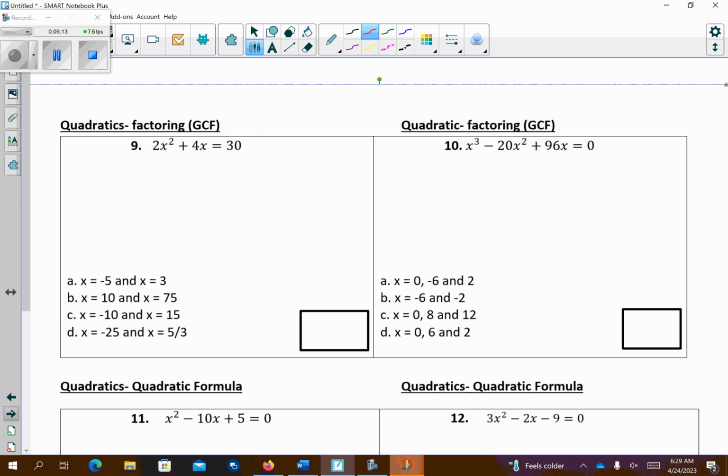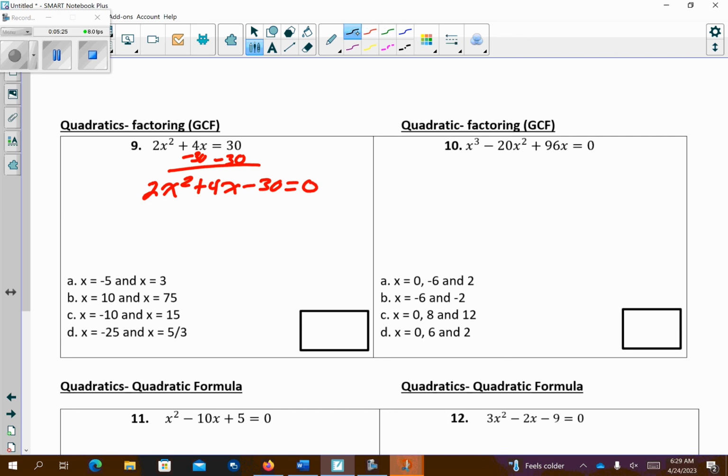Okay, it's not equal to 0 at this point, so I want to subtract 30 from both sides. So I'm going to get 2x squared plus 4x minus 30 equals 0. Now, are all of these even numbers? This, this, and this? And the answer is yeah, so I'm going to divide everything by 2. That way I can break it down a little bit more. x squared plus 2x minus 15 equals 0. Remember, I have a 1 out front. Let's see if we can factor it.